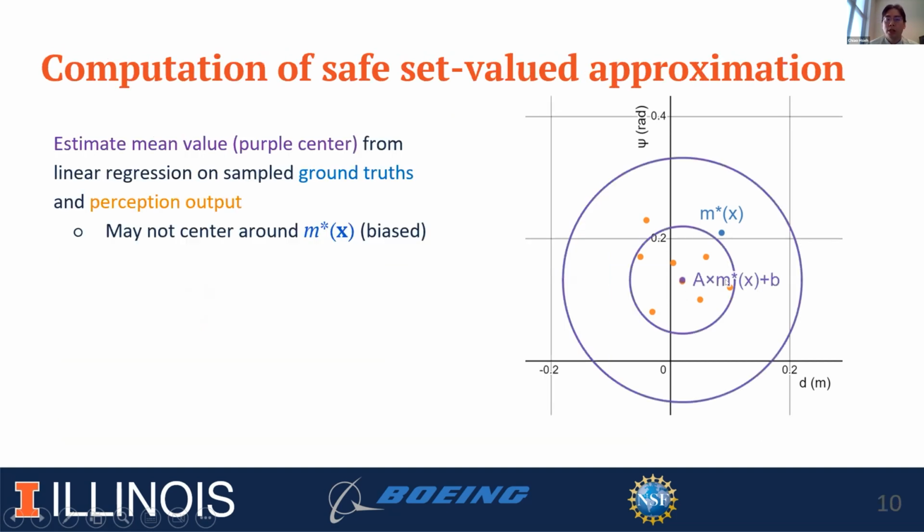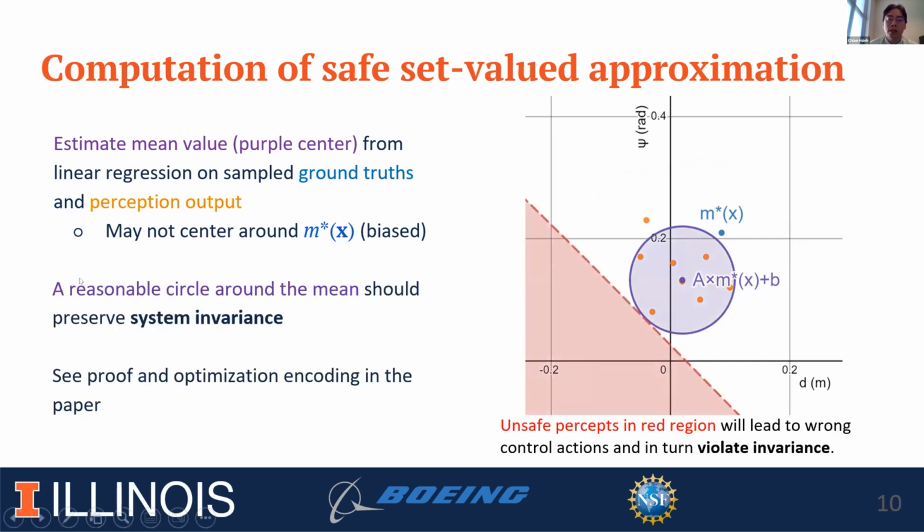Now, our approach has two steps. The first step is trying to find this estimated mean center. We apply linear regression on the data to find this estimated mean. Then the second step is, what is a reasonable circle around the mean center for the represented set value? And the idea is that it should preserve the system invariance I mentioned before.